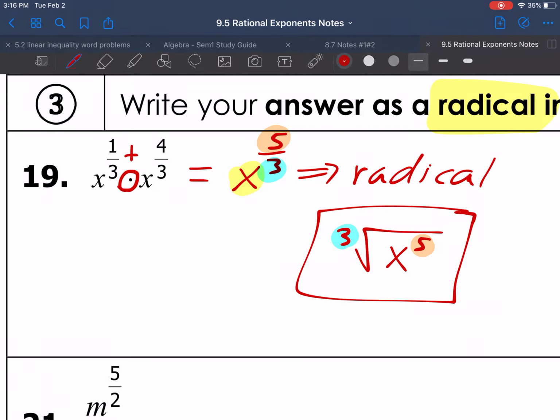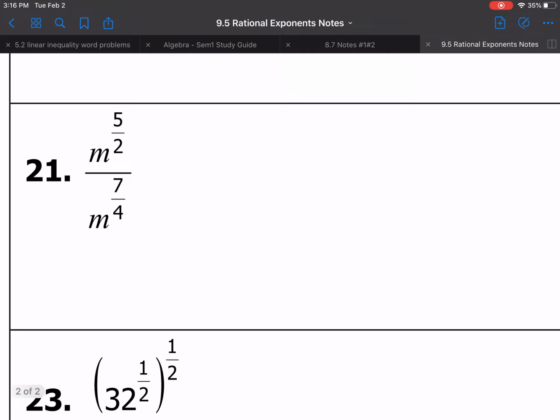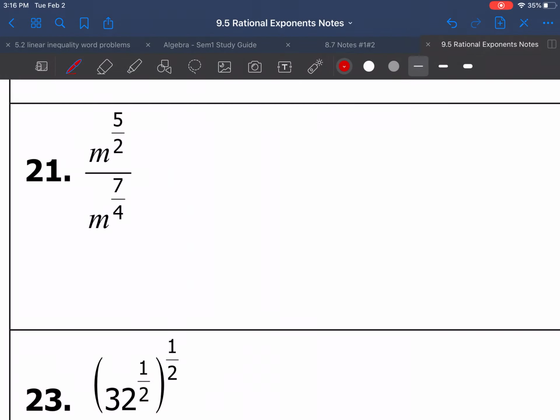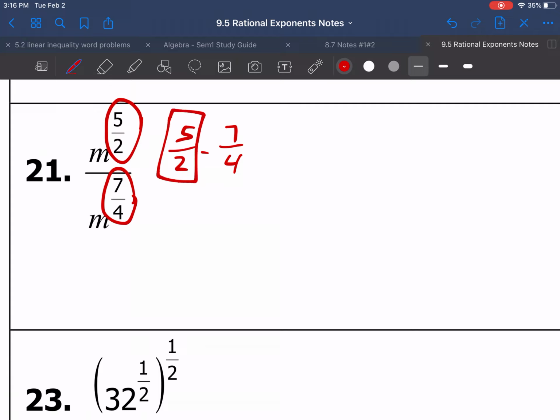Okay, let's try 21. So 21, interesting as well. That's another rule. That's from 9.3, I believe, was subtracting, right? So in this case, you have an m to the 5/2 divided by an m to the 7/4. Well, that means you subtract these two exponents because you're dividing. So let's find out what 5/2 minus 7/4 would be. Well, you can't really do this without common denominators, so you should change this fraction right here into fourths.